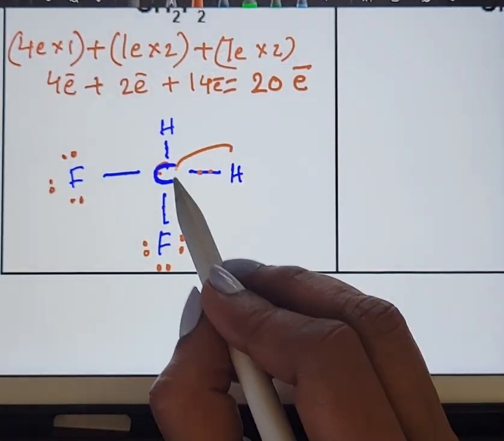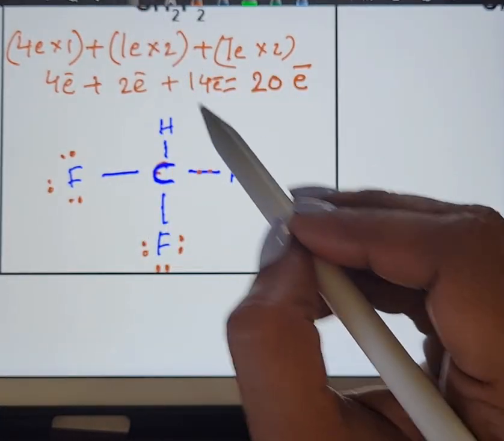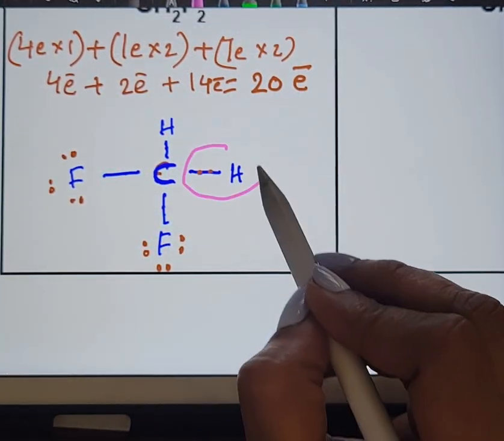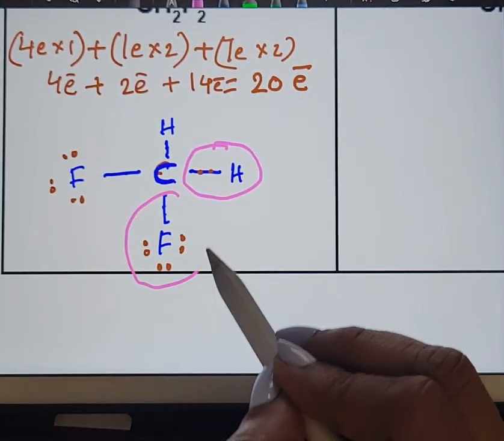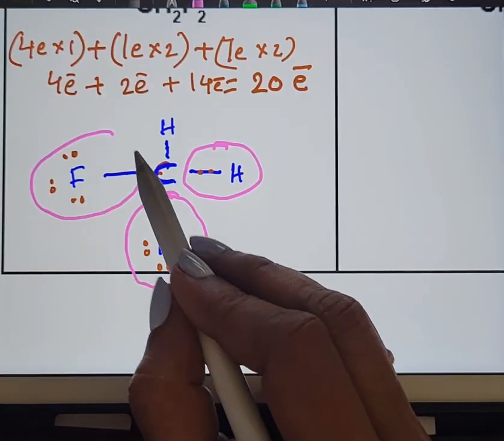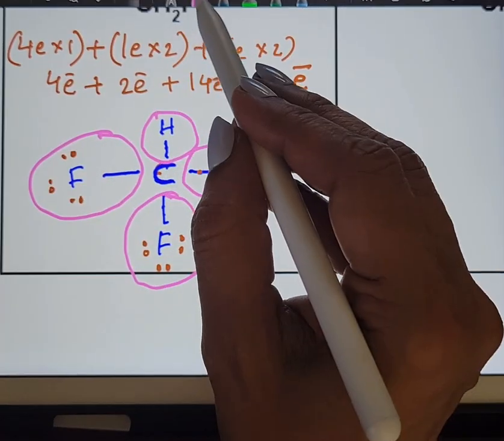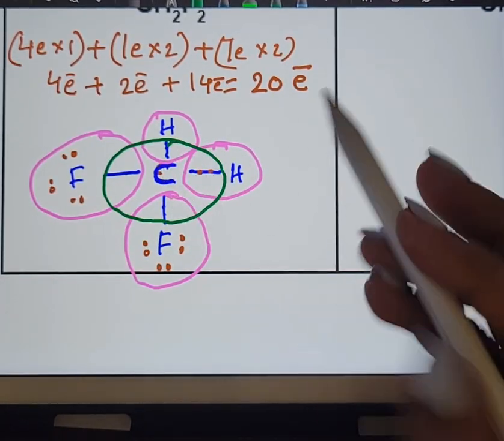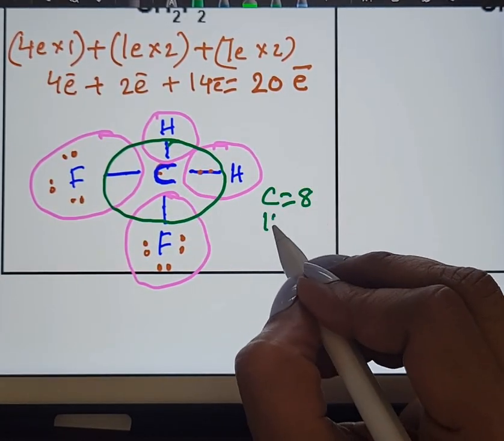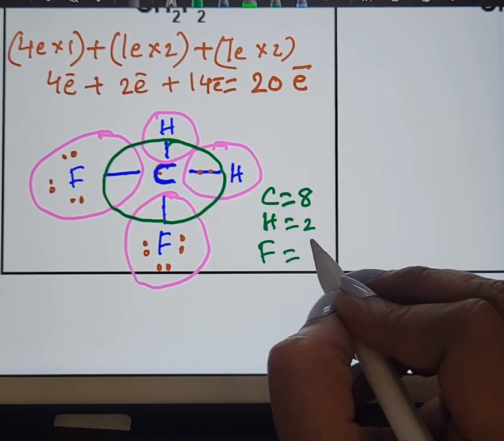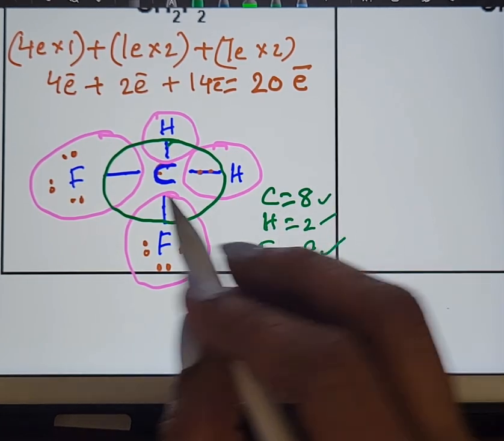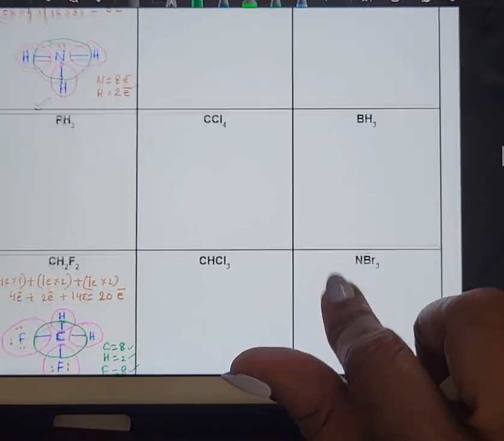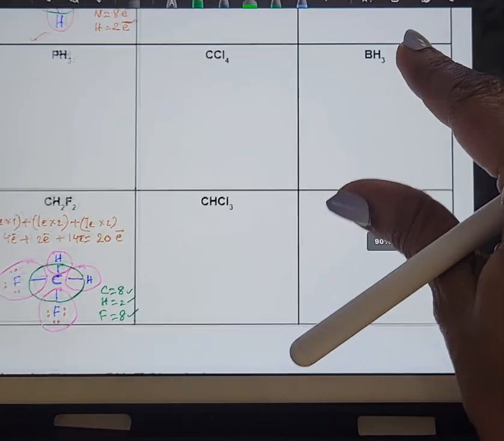So let me check whether all the atoms are happy, okay. So hydrogen has 2, fluorine has 8, this fluorine has 8, hydrogen has 2. Okay, let's look at the central atom. Carbon is also having 4 bonds, so 8 electrons. So carbon 8, hydrogen 2, fluorine 8. So everything is happy, so the structure is correct. So for the rest of the class, you are finishing all these boxes and we will check the answers next class.